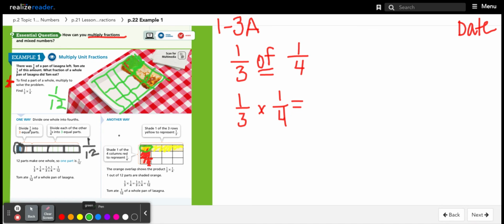So the math behind those pictures is that we multiply straight across. When we multiply fractions, we say numerator times numerator, denominator times denominator. So here we have 1 times 1, top times top, numerator times numerator. 1 times 1 is 1. Now denominator times denominator, or bottom times bottom. 3 times 4 is 12. Our final answer is 1/12. We just proved our answer 2 ways.